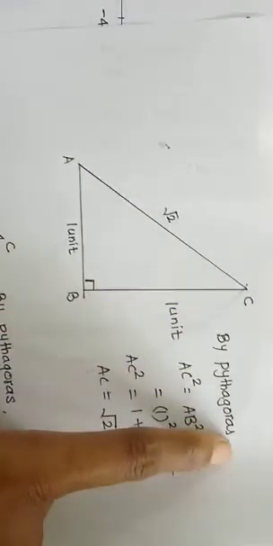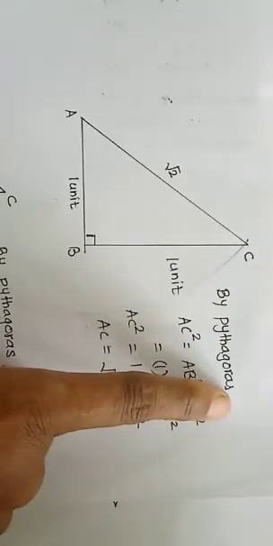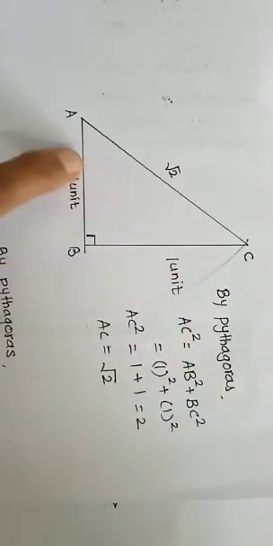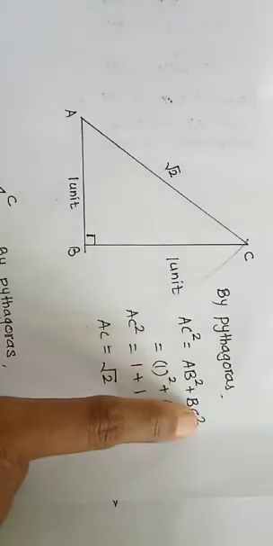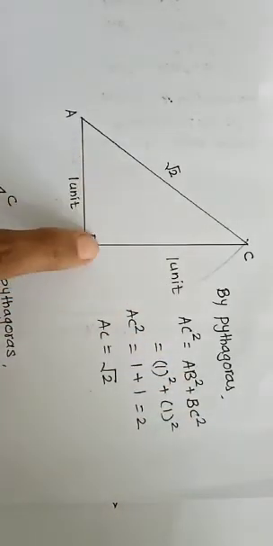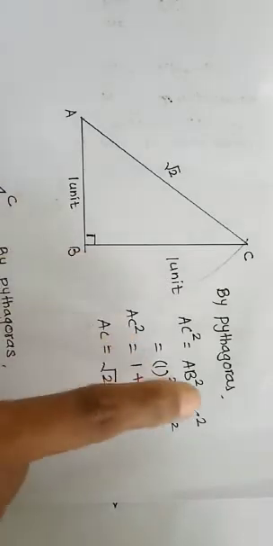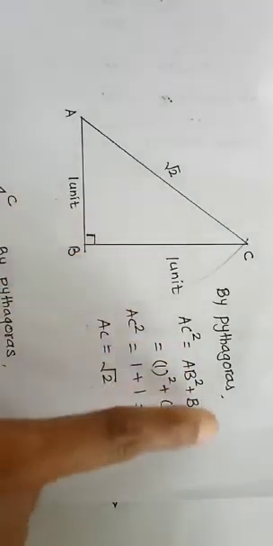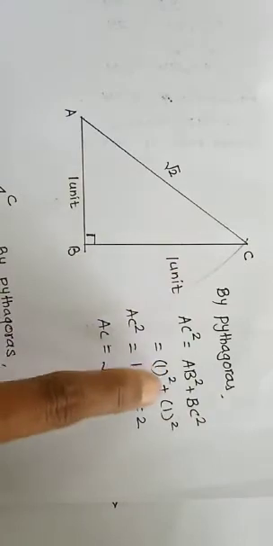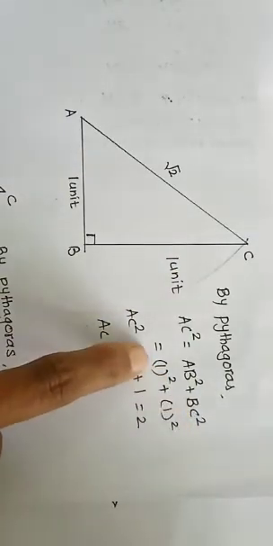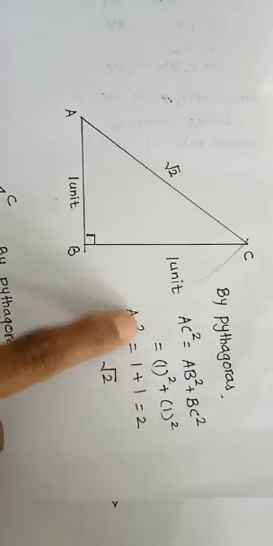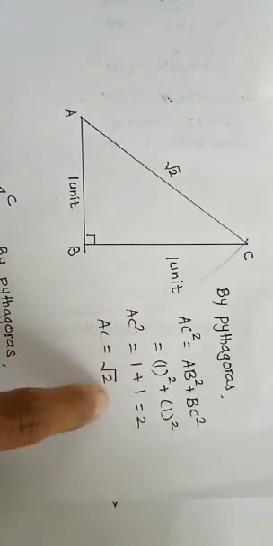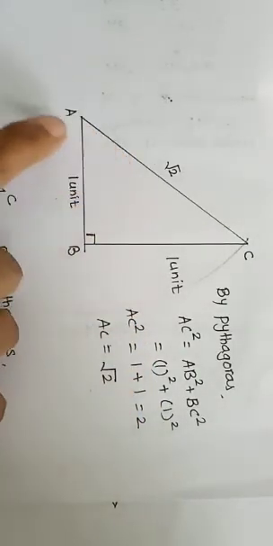Now by using the Pythagoras theorem that we learned last year, AC square, that is the hypotenuse of this right angle triangle, is equal to AB square plus BC square, the lengths of the remaining two sides making the right angle. AB is 1 and BC is 1. So AB square plus BC square is 1 square plus 1 square, that is 1 plus 1. AC square is equal to 2. So AC is equal to root 2.